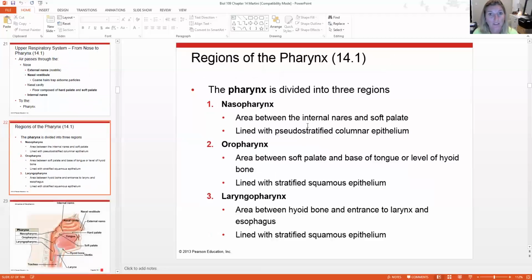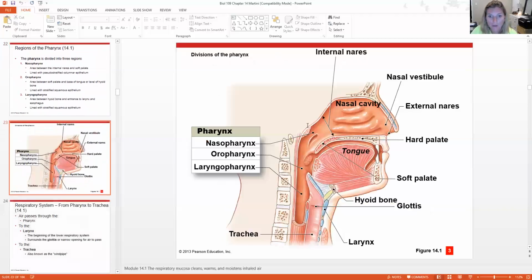The pharynx is divided into 3 regions: the nasopharynx, the oropharynx, and the laryngopharynx. The nasopharynx is between the internal nares and the soft palate, so it's very far up there. Pseudostratified ciliated columnar epithelium. Oropharynx is between the soft palate and the tongue, base of the hyoid. This is stratified squamous. And then laryngopharynx is between the hyoid bone and larynx, and that is also stratified squamous. It's stratified squamous in those areas because it shares a function with the digestive tract. There you see it, naso-oro-laryngopharynx.